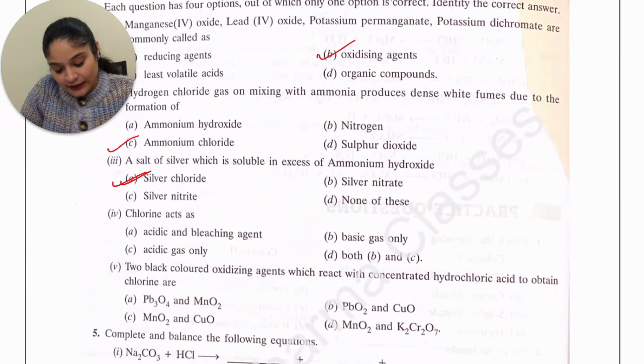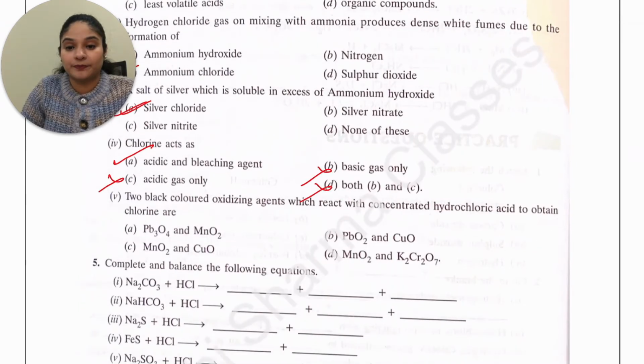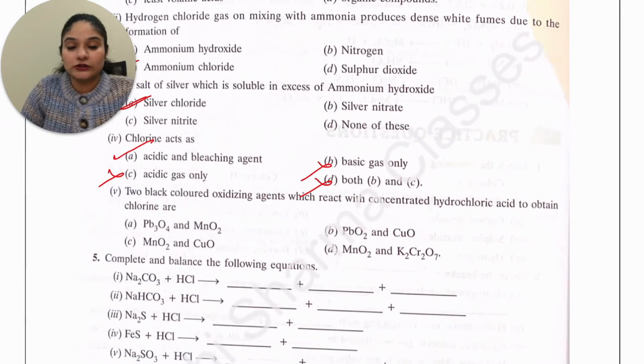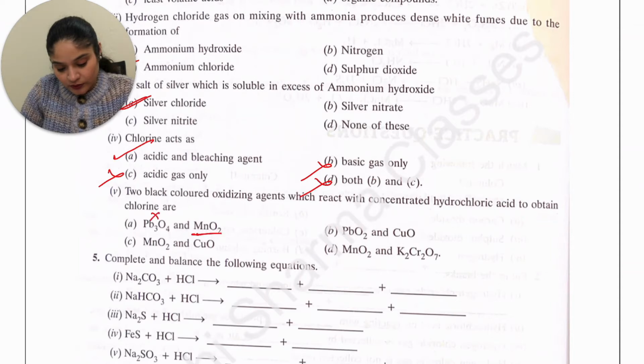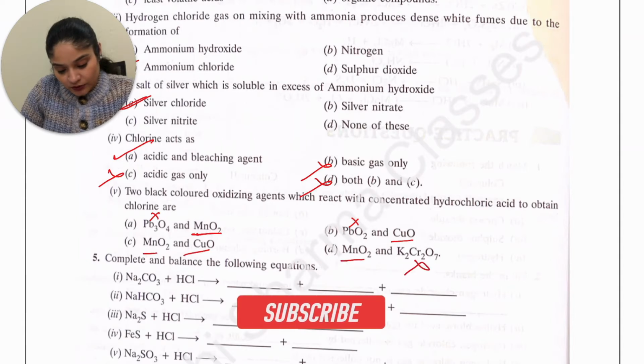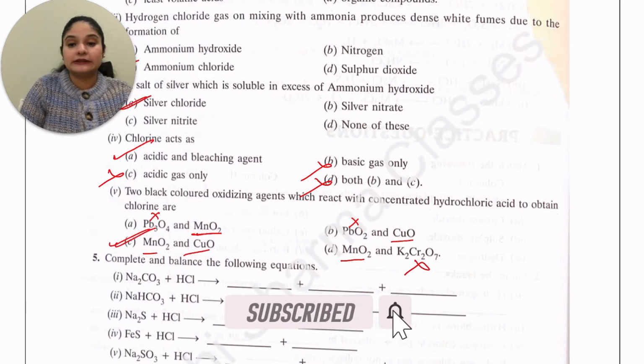Chlorine acts as a basic gas only? No. An acidic gas only? No. Both B and C? No. So it acts as an acidic and bleaching agent. Moving on, two black colored oxidizing agents which react with concentrated HCl to obtain chlorine are. Okay, we are looking for two black colored oxidizing agents. This is a black colored oxidizing agent, but this is not. Then this is black colored, this is not. This is black colored, but this is not. These both are black colored. So the answer would be C.